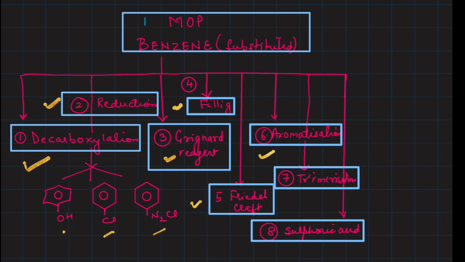Aromatization, we've already done in alkanes. Trimerization, we've again done in alkynes. And benzene sulfonic acid on steam hydrolysis will give you benzene. So quickly, let's start these reactions one by one.